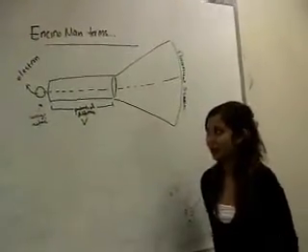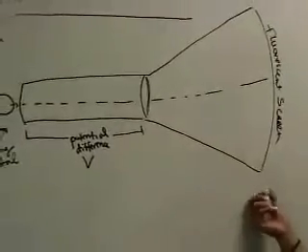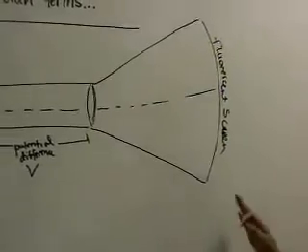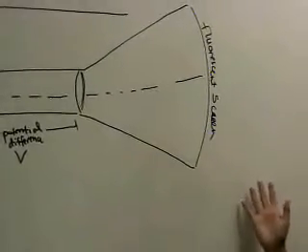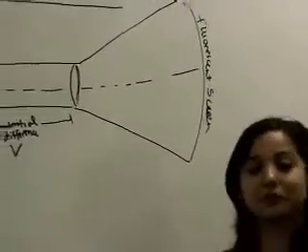Right. So anyway, as electrons go through the potential difference, they hit the coated screen and then the energy is transferred as the electrons are making the collisions, and then the collisions cause the screen to glow.